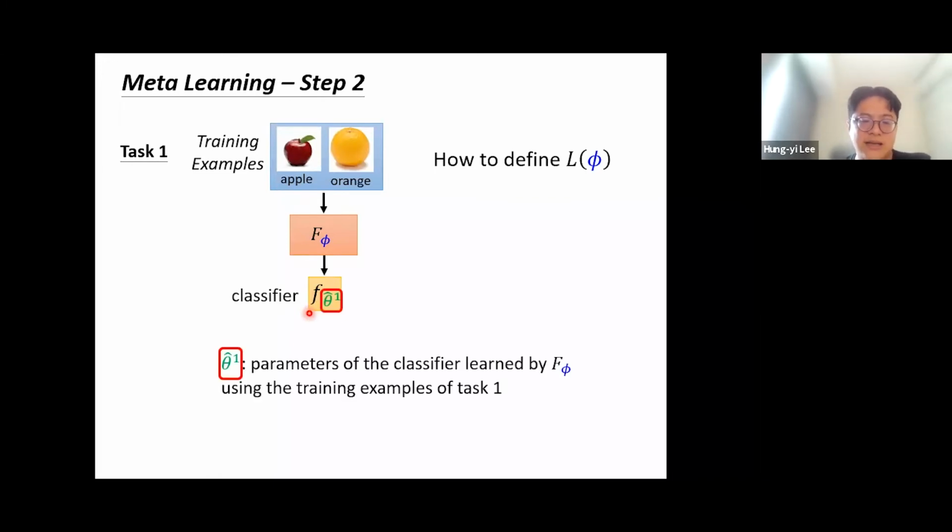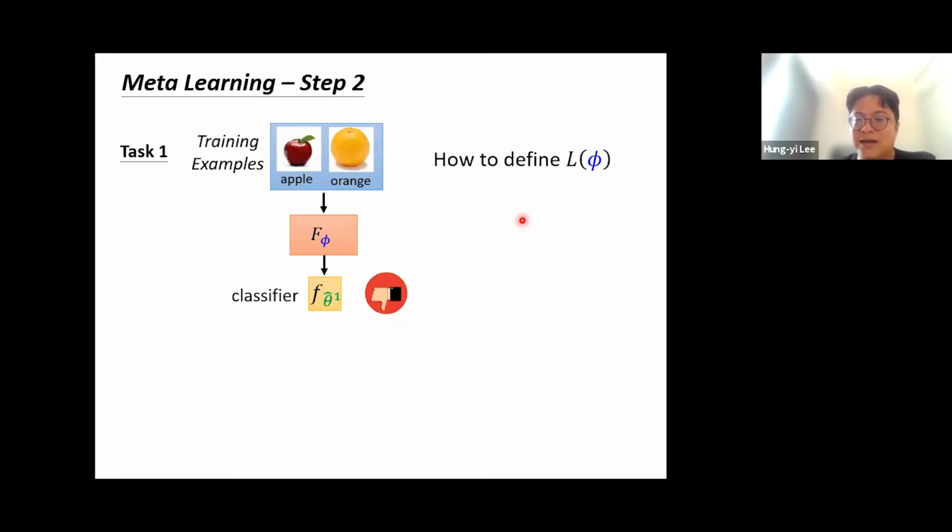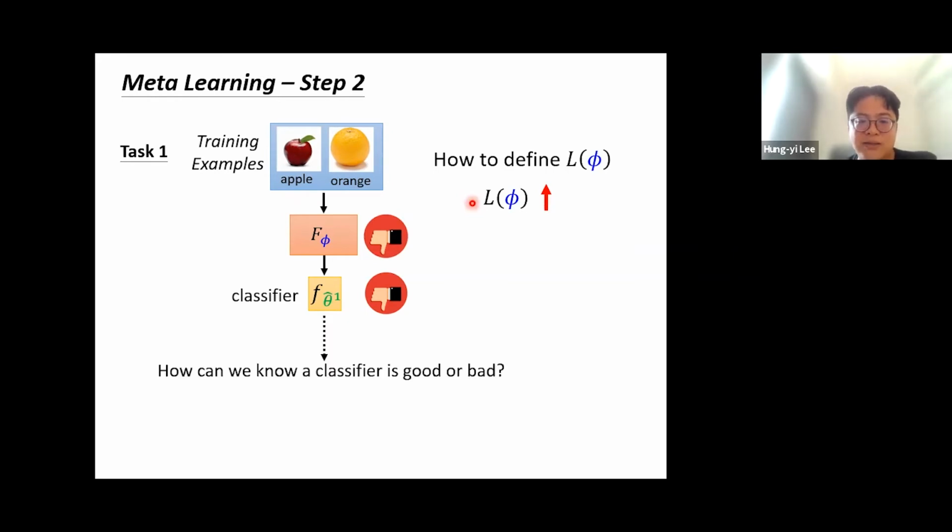Then if this theta1 hat is good, if this theta1 hat is the parameter of the classifier learned from the learning algorithm using the training examples of task 1, if this classifier is good, then it means your learning algorithm is good, and it should have a smaller capital L, a smaller loss. On the other hand, if the classifier is poor, it means the learning algorithm is poor, and you have a larger capital L. Then the problem is, how can we know whether a classifier is good or bad?